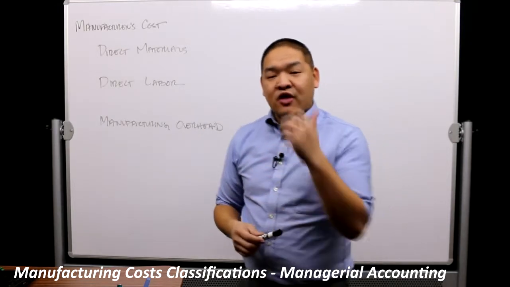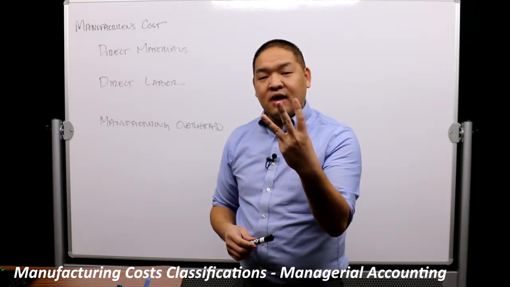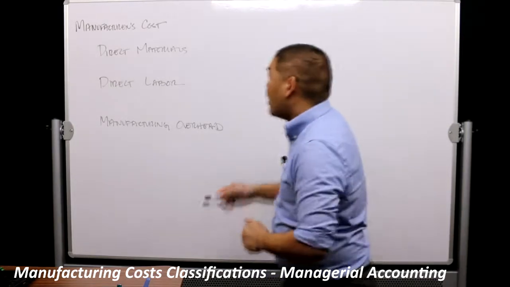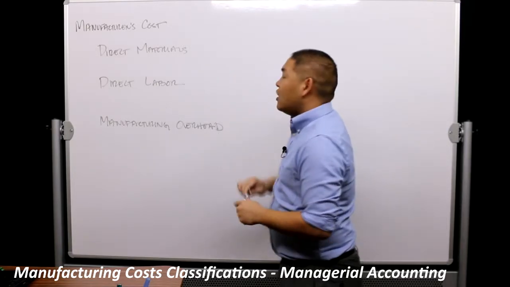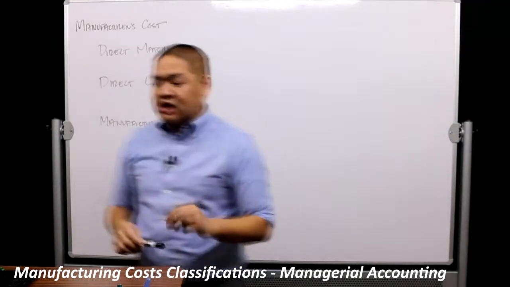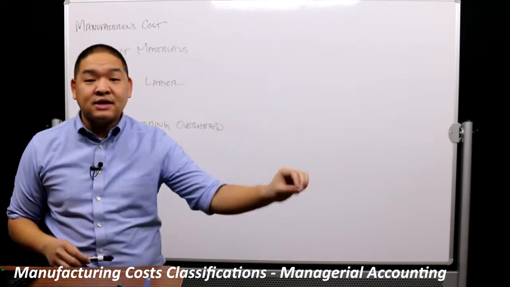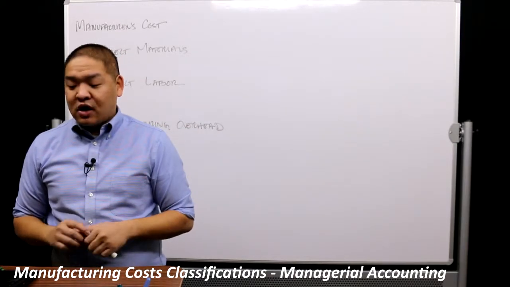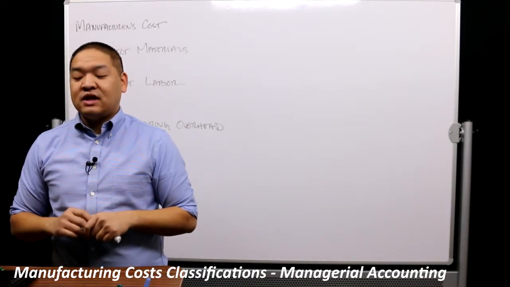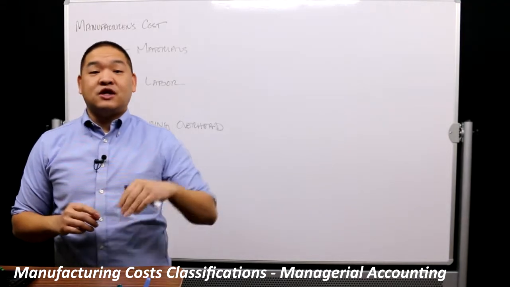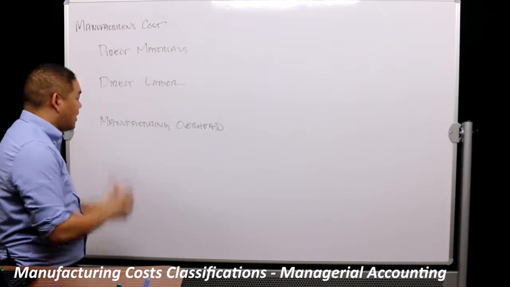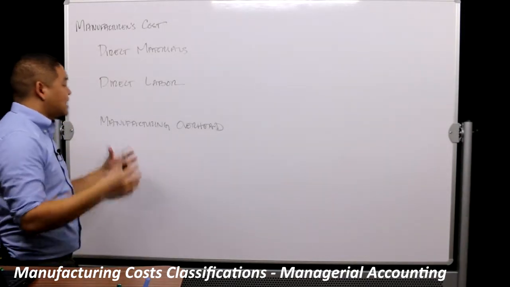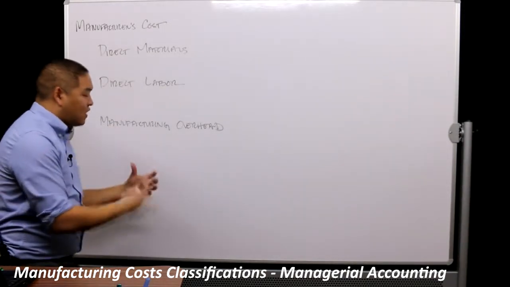So again, we've got three manufacturing costs in managerial accounting. They are direct materials, direct labor, manufacturing overhead. We said that direct materials are tangible components of a finished product. We said that direct labors are efforts of employees who physically convert materials into finished product. And then factory overhead is kind of that catch-all. If it's not direct materials, it's not direct labor, it's manufacturing overhead.